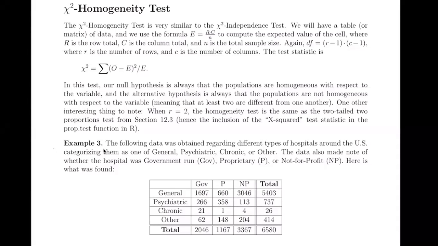Last material in chapter 13 is called the chi-squared homogeneity test. So this is section 13.5. And this is going to be a test that's going to be used. So you're going to have different populations, and this test is going to be used to determine whether or not these populations are the same or not, whether they have the same makeup or not.